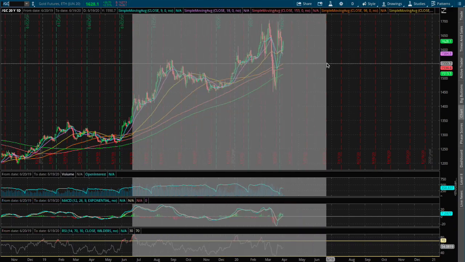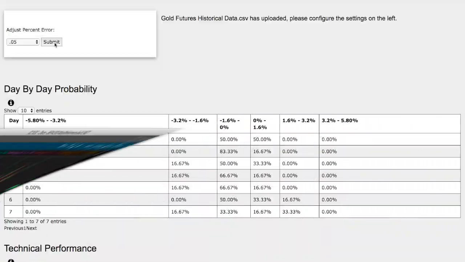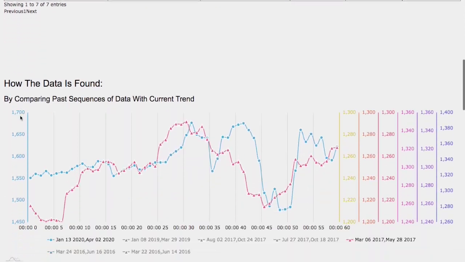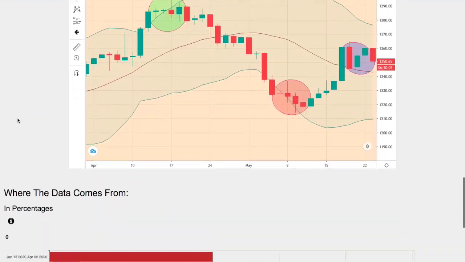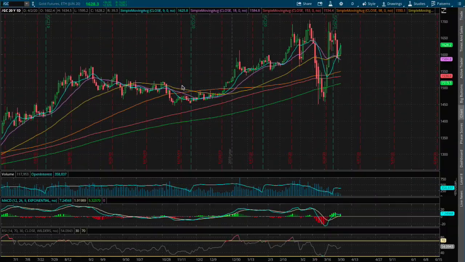Hello viewers, we'll be going over gold futures and silver futures. In this video, we'll be going over the day-by-day probability model, the technical performance, how we find the models, and the day-by-day forecast for gold and silver. So back to the technical analysis, we'll be going over gold futures first.